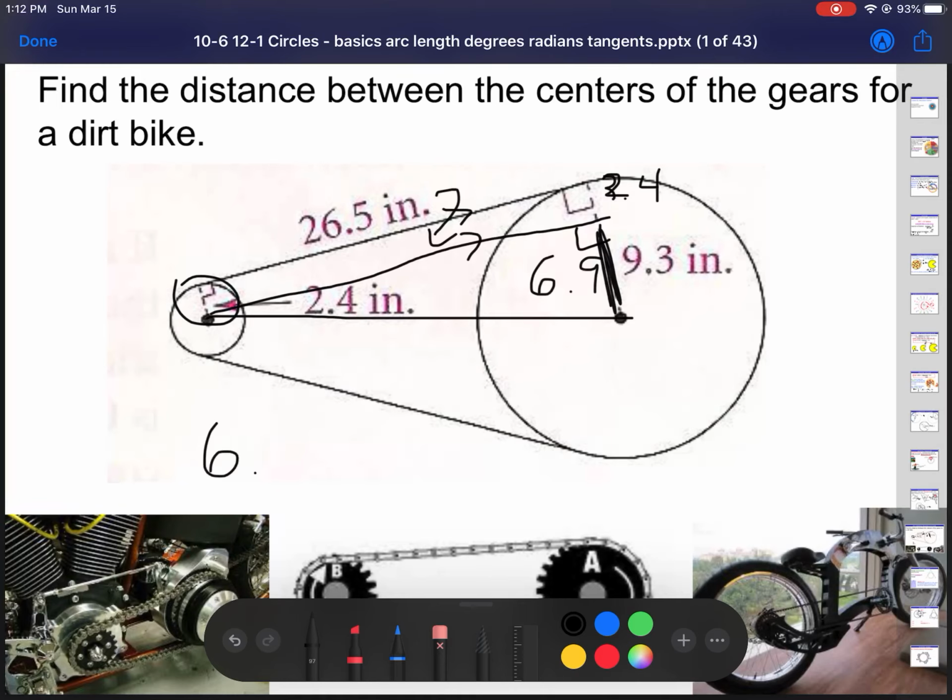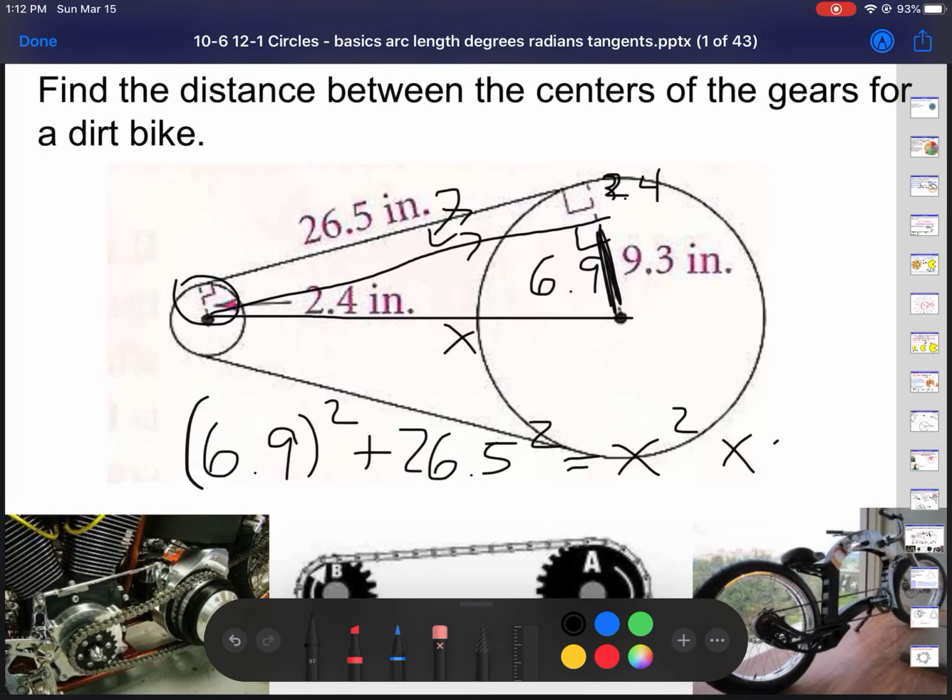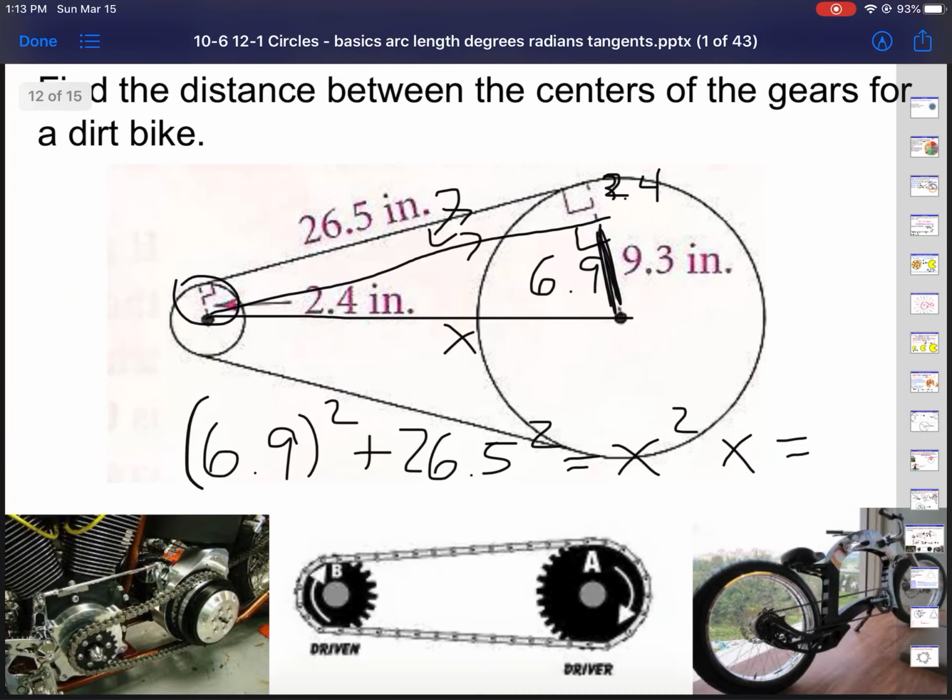So we get 6.9 squared plus 26.5 squared is equal to, we'll call that x squared. And so if we solve that, we get x equals 27.4.